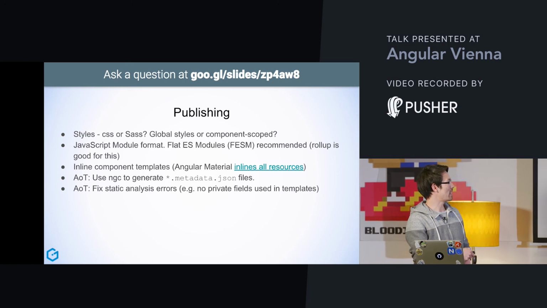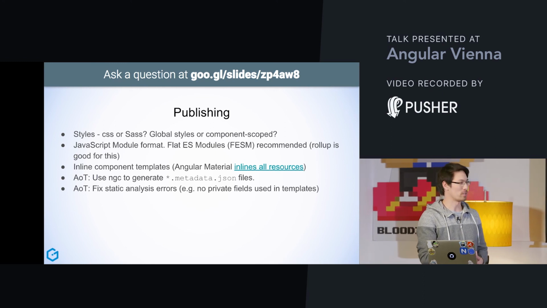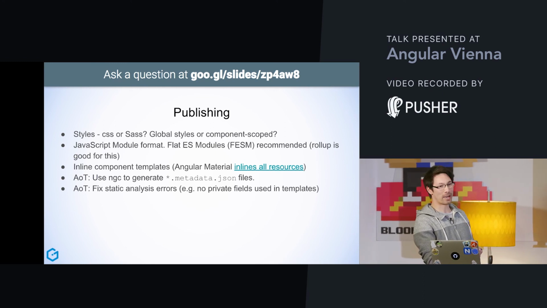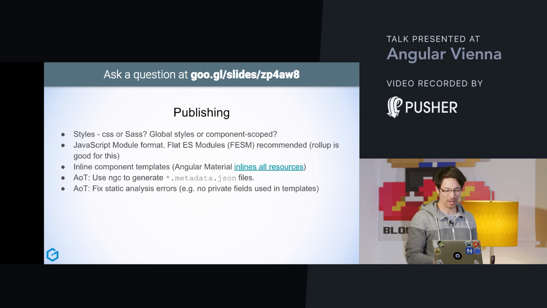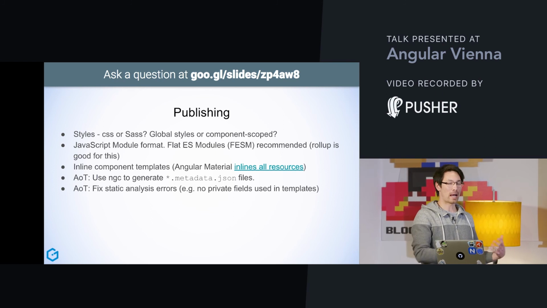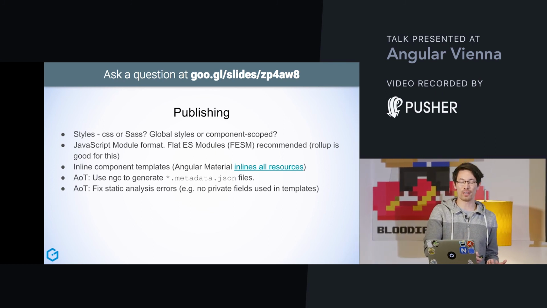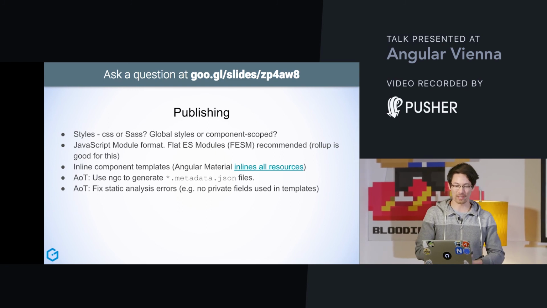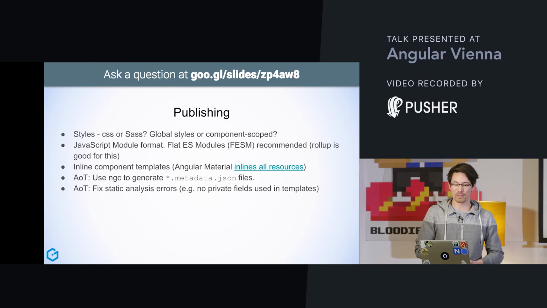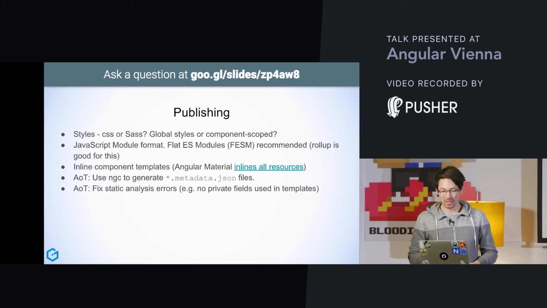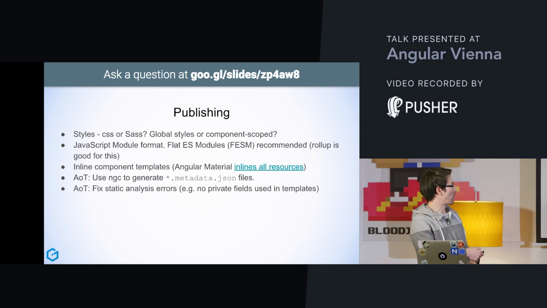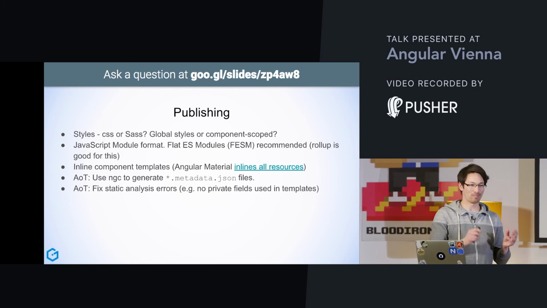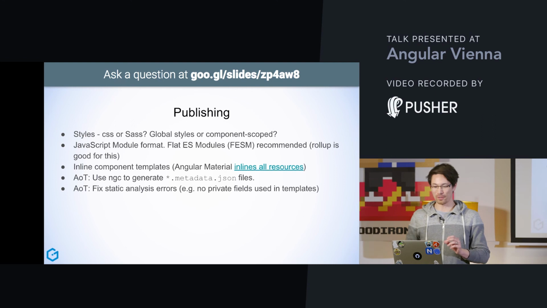Your library needs to produce these metadata files, which are produced by the Angular compiler, NGC. If you don't have those, no application will be able to use your library in an AOT context, which is pretty much useless because every production app ships with AOT support now. Also, you've got to make sure you're not using things like private fields in the templates and all these little gotchas that you have when you're trying to do AOT.